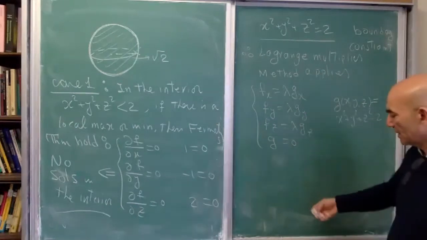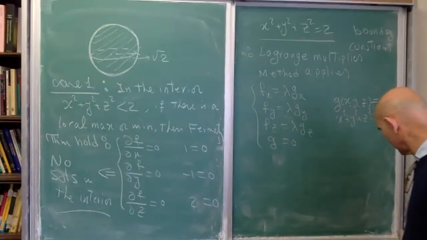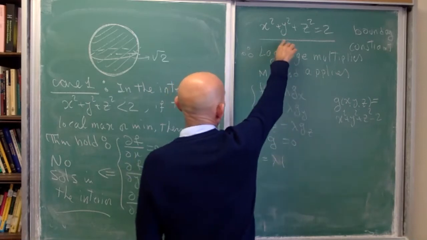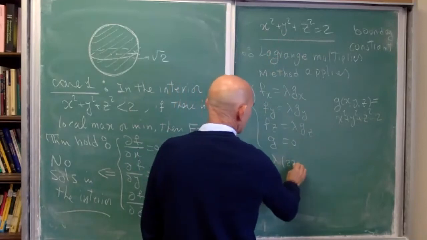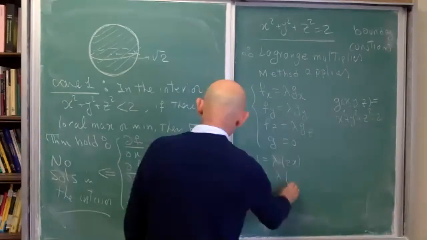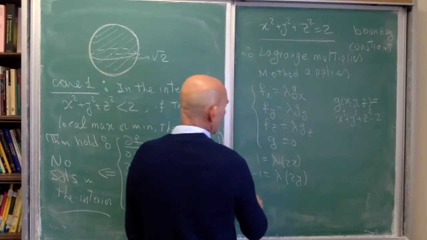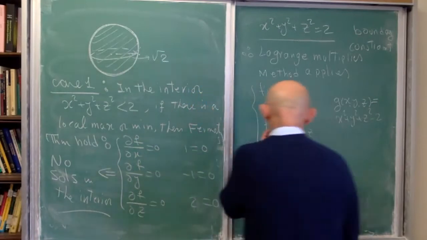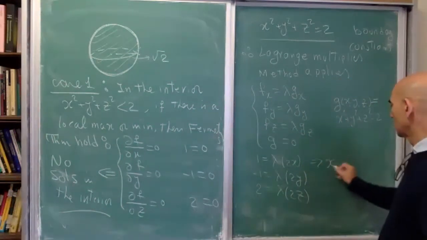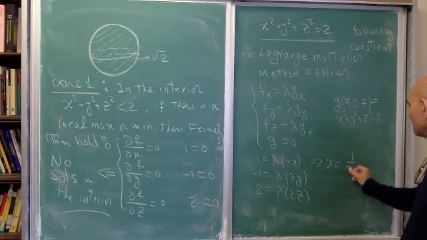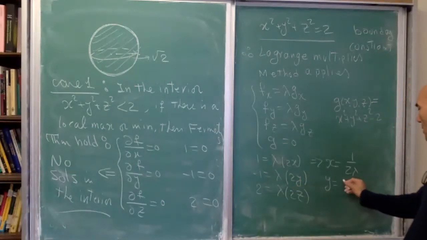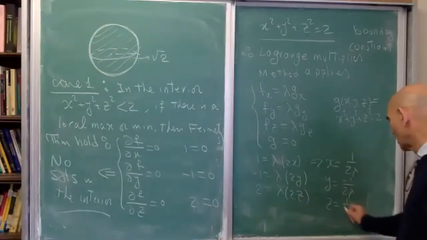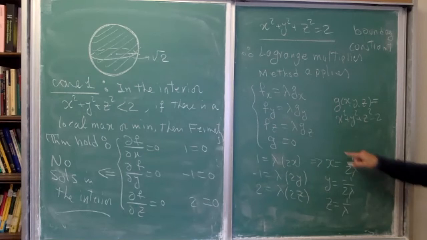Okay, so let's set up this problem and solve it. We have calculated fx. Fx is equal to 1, which equals lambda times the derivative of this with respect to x, which is 2x. Fy is minus y equal to lambda 2y. The other one is 2 equal to lambda 2z. So here we get x equal to 1 over 2 lambda, y equal to negative 1 over 2 lambda, z equal to 1 over lambda.